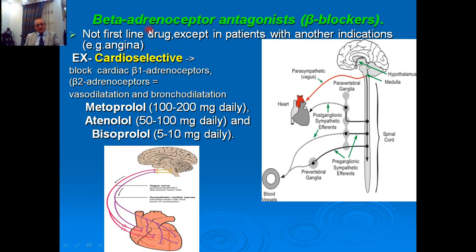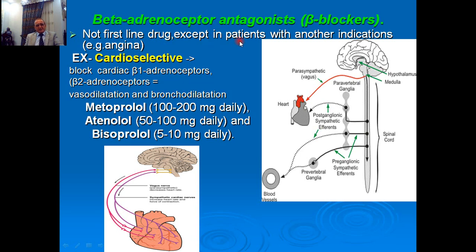The other group of drugs, beta adrenoceptor antagonists. This is the heart, which receives the sympathetic and parasympathetic nerves. The sympathetic stimulates, and the parasympathetic causes bradycardia, etc. If you block this receptor here, you can have a decreased heart rate and decreased contractility. The beta blockers were the first line of drugs in the 90s, but now they are not the first line of drug. This is how medicine is changing.